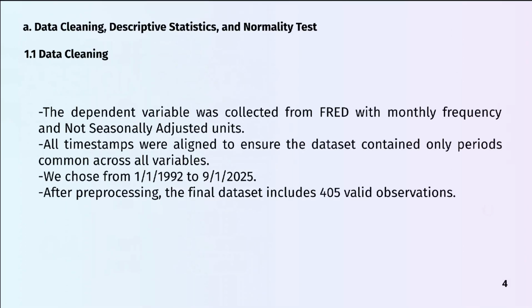First, we clean and repair the dependent variable YT, which was collected from FRED with monthly frequency and non-seasonally adjusted unit. To ensure consistency across all variables, we align the timestamp and keep only the overlapping period. After pre-processing, our final dataset includes 405 valid observations.